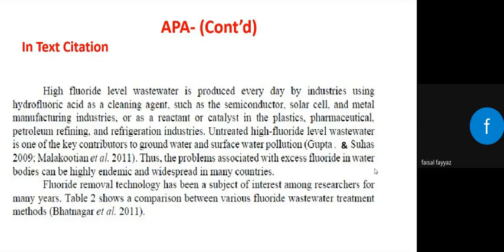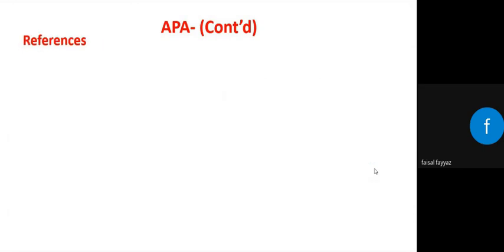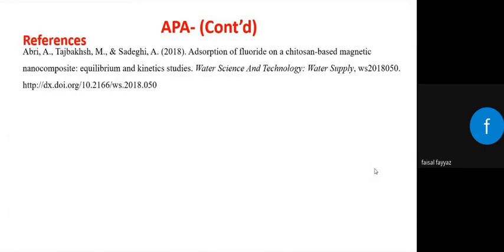So in-text citation, what it is. So high fluoride level wastewater is produced every day by industries. So this is just like basically you can provide the example that your citation should be like in this way, that it is a summarized form or it gives the real idea. So fluoride removal technology has been a subject of interest among researchers for many years. Table 2. So here you can only provide the high level information to your audience as well.